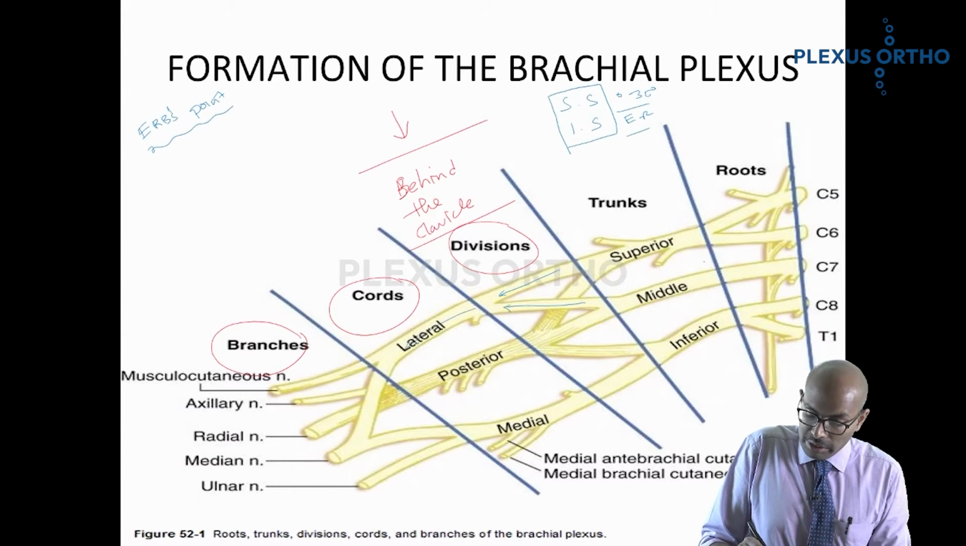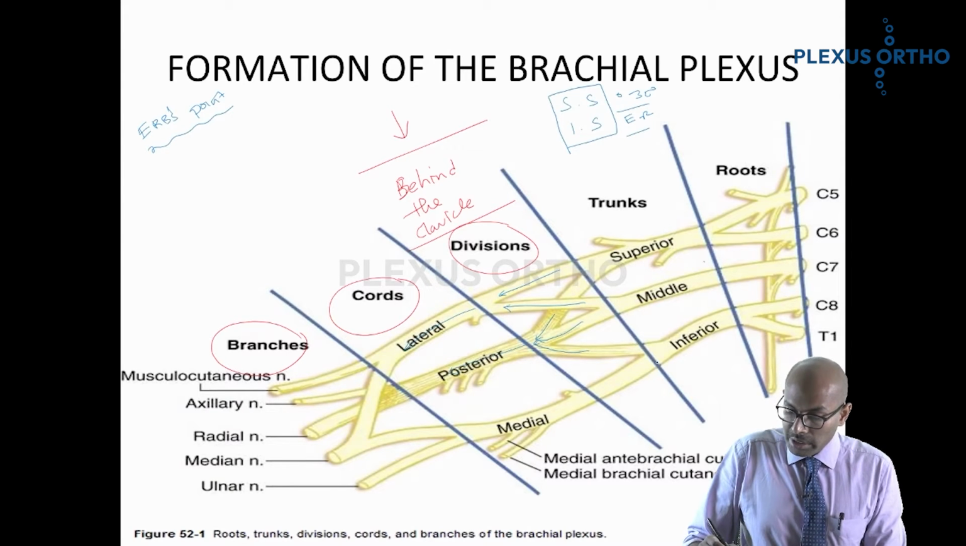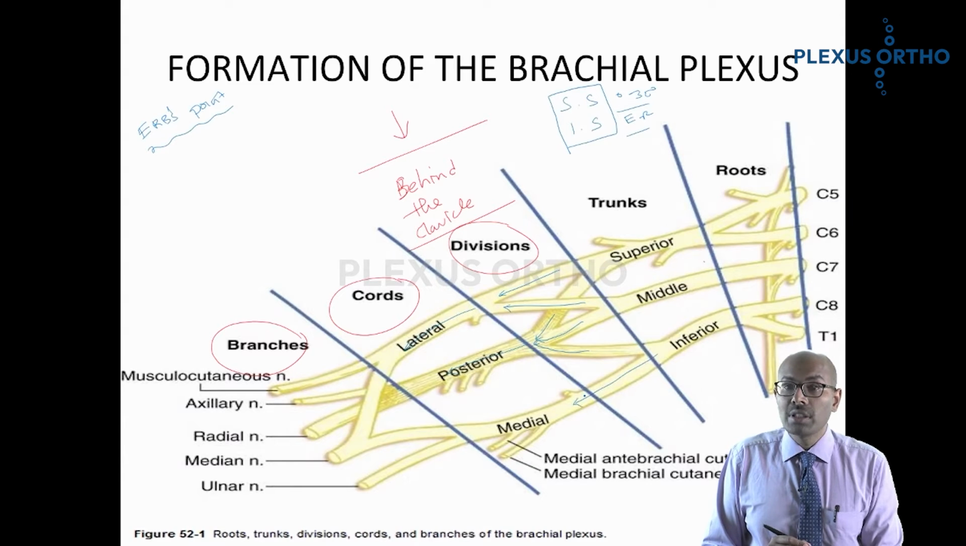The anterior division of the upper and the middle trunk continue as the lateral cord. The posterior division of all the trunks continue as the posterior cord, and the anterior division of the inferior trunk alone continues as the medial cord.